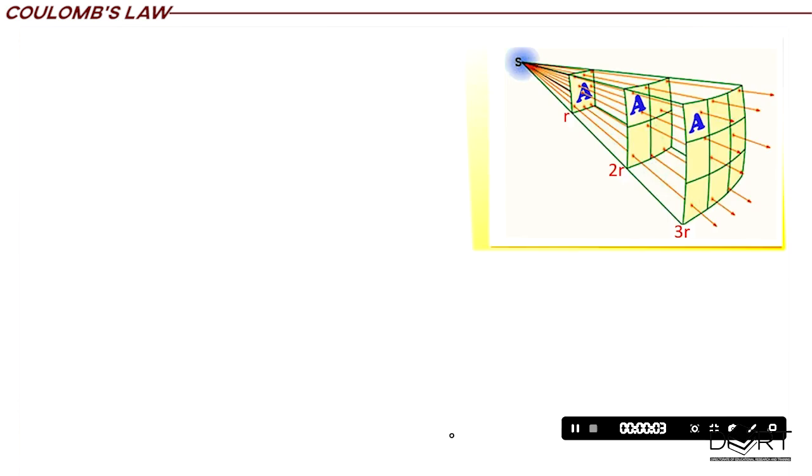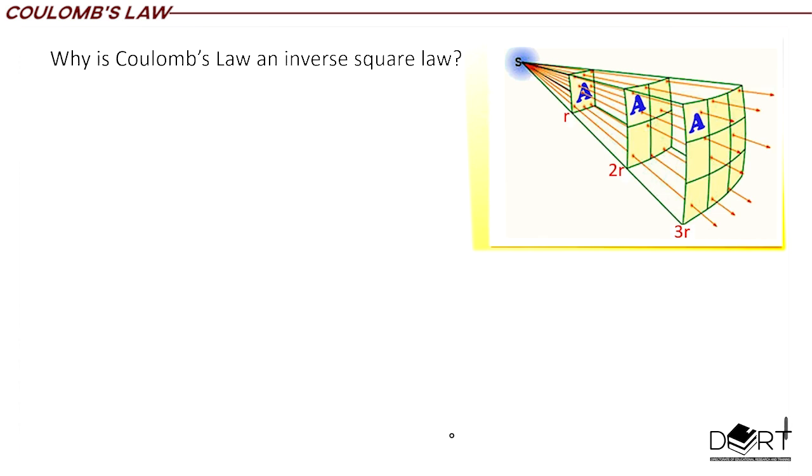But really, before I wind up this topic on Coulomb's law, there are 2 or 3 things that I really want to discuss, because these are very often asked by students. The first thing students ask is, why is Coulomb's law an inverse square law? Why isn't it, let's say, a 1 by r law or a 1 by r cubed law for that matter? Why is it a 1 by r square law?